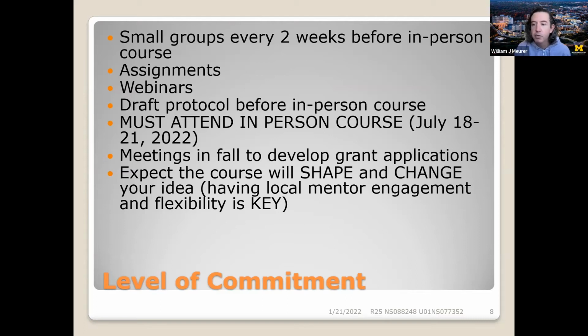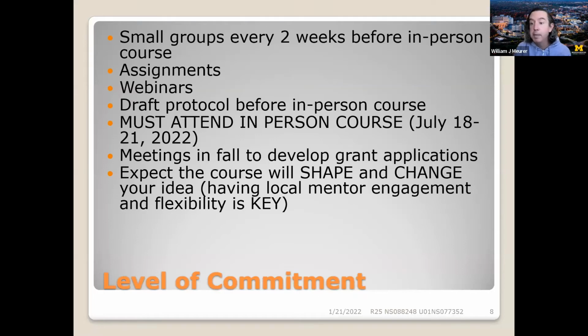Attendance at the in-person course, we use the terminology on the application, is expected. If you know for sure you're going to have a structural conflict, you have a wedding you're going to during that week, or you're going to have to be covering a clinical service, this wouldn't be a good year to apply for the course. Now, we know that people may fall into emergencies or need to quarantine or things like that, but the expectation is that all things being equal, if you're accepted into the course, you're blocking out those days and you're going to be there in person, barring unforeseen circumstances.